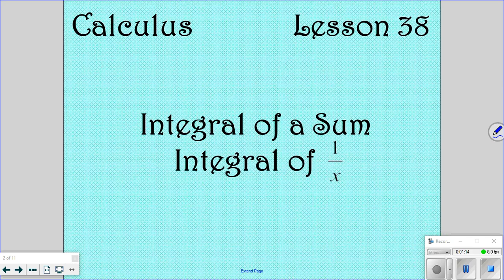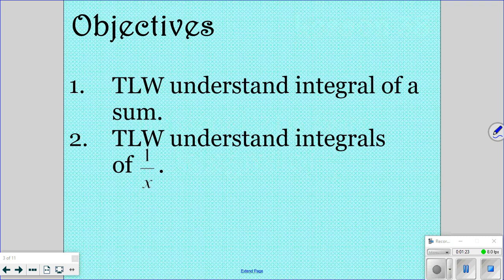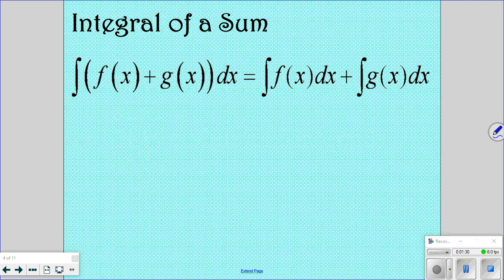All right, looking at lesson 38 today, we're dealing with integral of a sum and integral of 1 over x. So hopefully you'll understand how to do integrals of sums and 1 over x after this lesson. If you have two functions and you're adding them together and you want to take the integral of them, you basically just take the integral of each one separately. Just like with derivatives, you just derive each one separately.